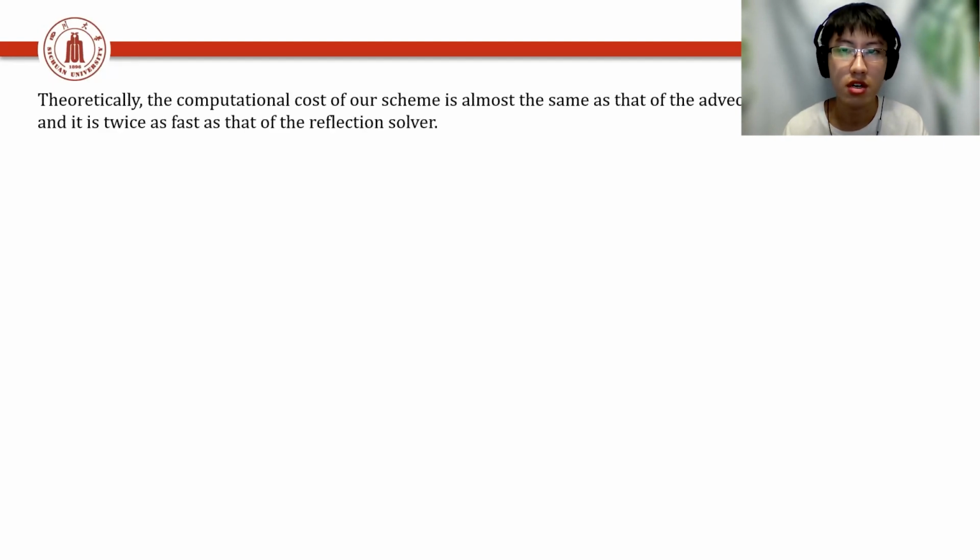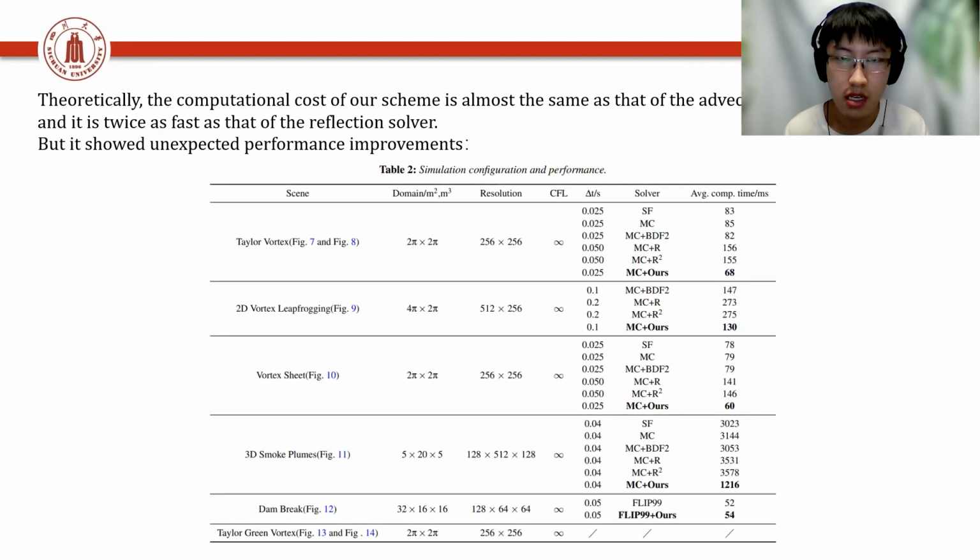Theoretically, the computational cost of our scheme is almost the same as that of the advection projection scheme, and it's twice as fast as that of the reflection solver. But it showed unexpected performance improvements. We can see that in most scenes, our scheme is 10% to 20% faster than the traditional scheme. But in the 3D smoke plumes scene, which is a high resolution scene, our scheme is even 3 times faster than the original advection projection framework.